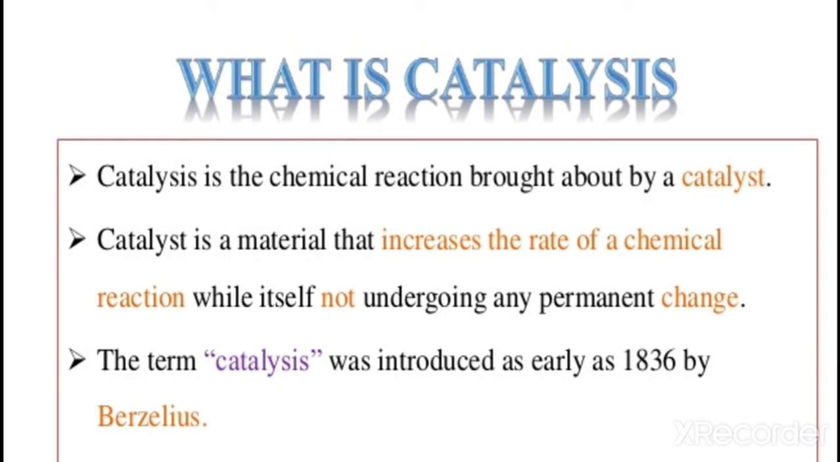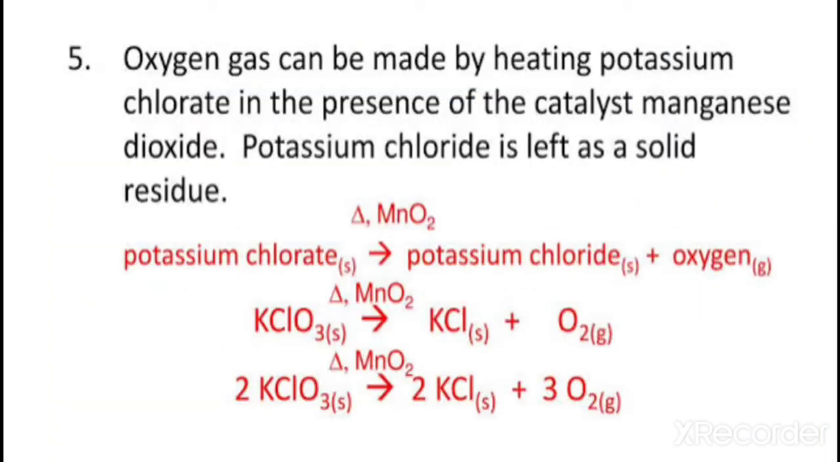The name, symbol or formula of the catalyst, if any, is also mentioned on the arrow. A catalyst is a substance that generally speeds up a reaction but itself remains unchanged. I am giving an example. Some reactions need a catalyst to speed up the reaction. For example, manganese dioxide acts as a catalyst for the decomposition of potassium chlorate into potassium chloride.